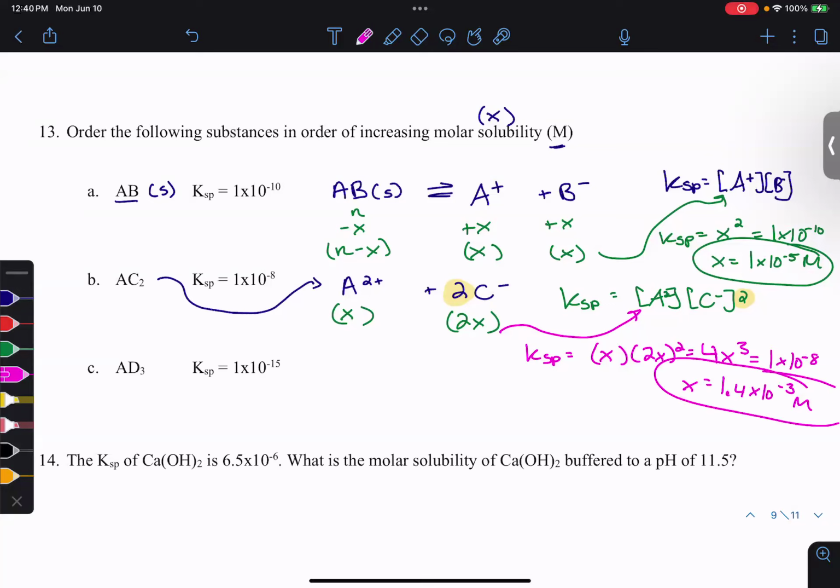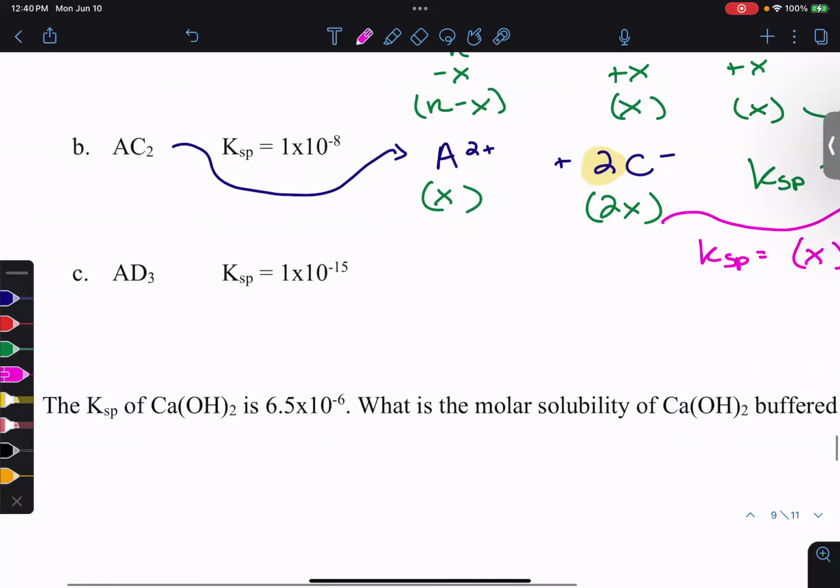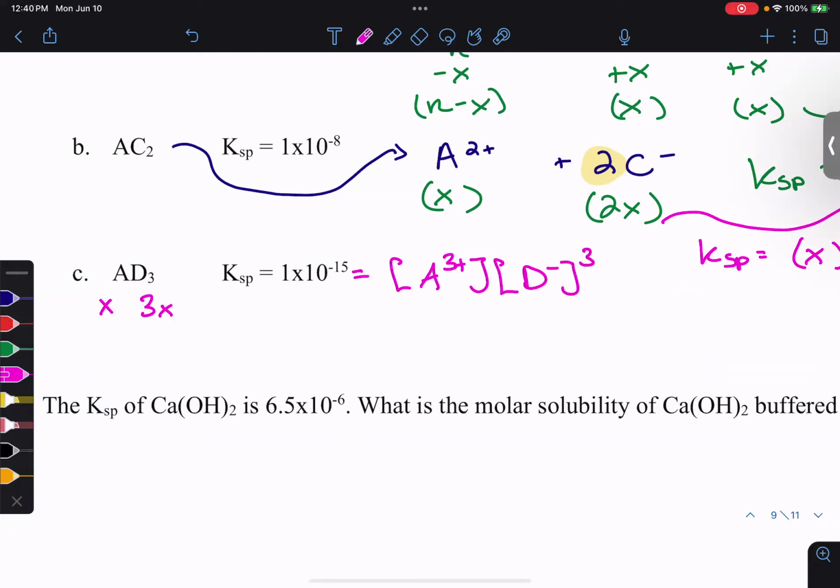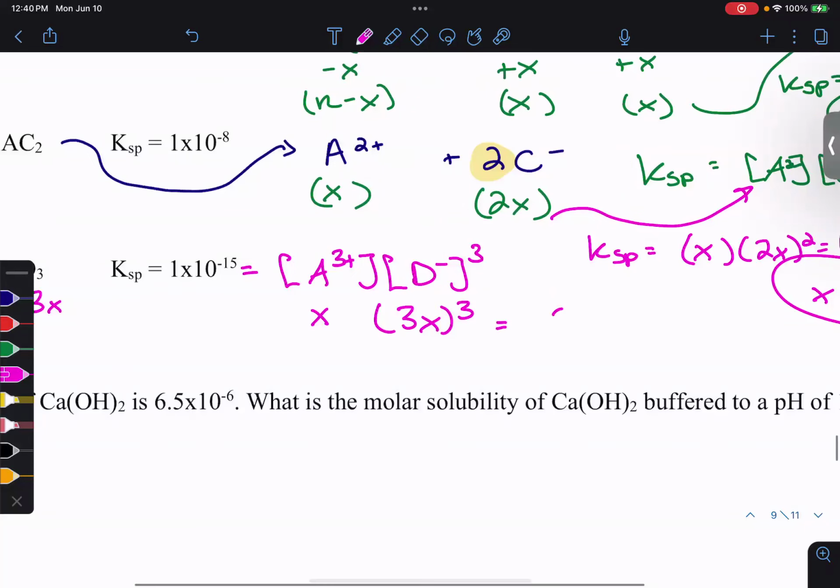And now the last one, hopefully you can just figure this out without doing the ICE table. All right. AD3 dissolves in water. You gain an X amount of A, but then how much D? 3X. So when you put this into the Ksp expression, Ksp is going to be equal to the A cation concentration times the D concentration, but it is cubed. So then you put this in terms of molar solubility X, 3X cubed. I think 3 cubed is 27. So this is equal to 27.